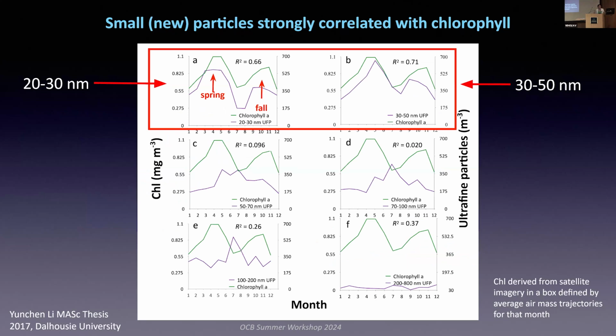I now want to focus on the correlation between chlorophyll and these very small particles. If we look at the red outline boxes, I'm showing chlorophyll and particle number concentration plotted together, and you see that for those two small size bins, they're really quite tightly correlated. As you move up in particle size, that correlation begins to degrade and almost disappear, essentially because larger particles are associated with long-range transport from the continent prior to reaching us at Sable Island.